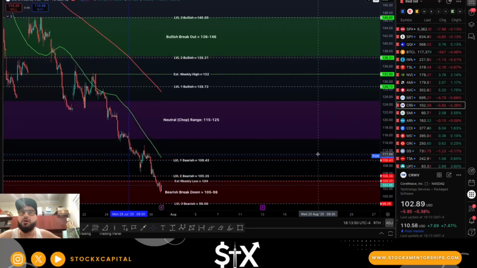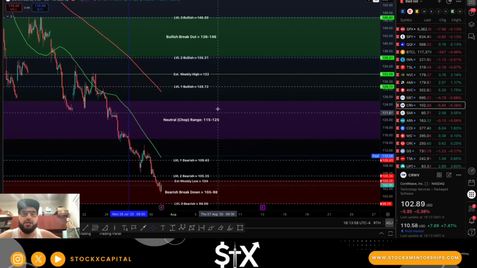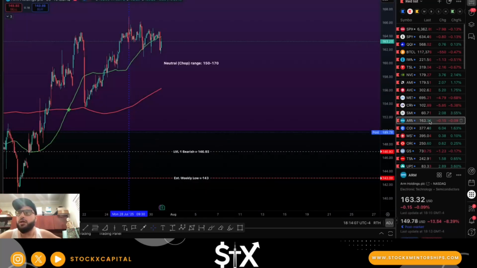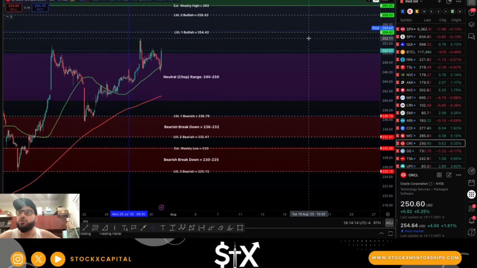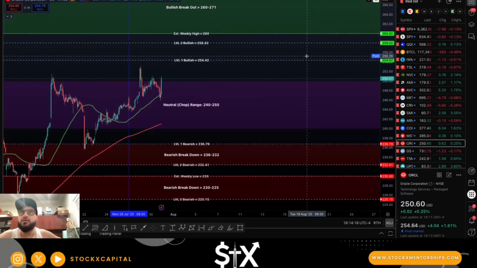Our CoreWeave is also up 7% right now. These are going insane. It's very possible that above this 115, it can head towards 125. So I potentially see this going towards 128. That looks pretty nice. ARM is down bad on earnings, not looking so good. Our ORCL calls are at our level 1 bullish right now. Strong cloud stocks, so we'll see this potentially go to 260. We're holding this as well.